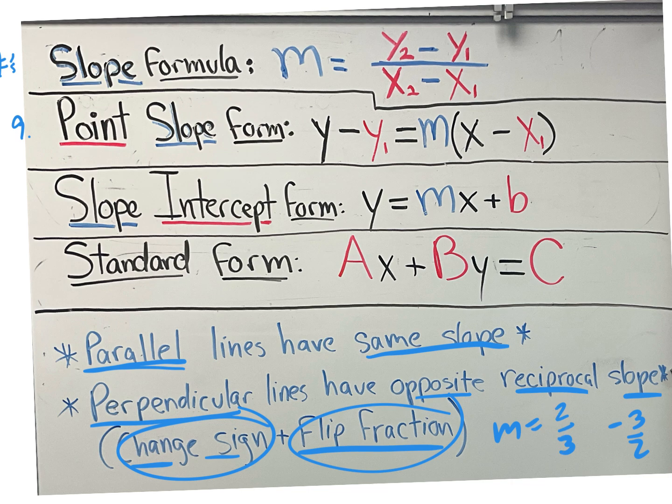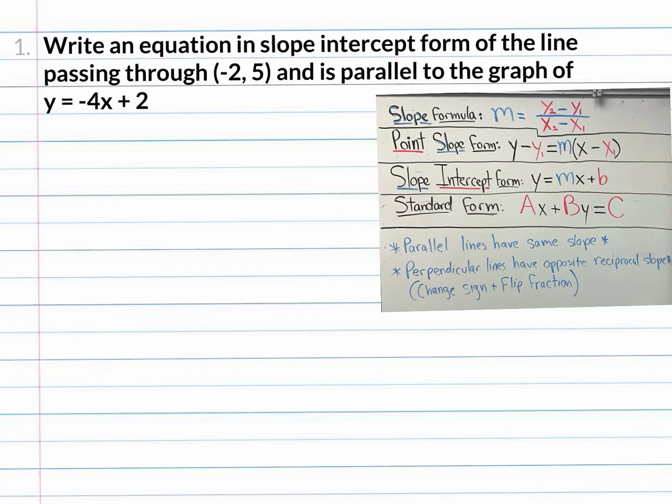Okay, so let's jump to our first question. It's a pretty basic one. It says, write an equation in slope-intercept form. Slope-intercept form is y equals mx plus b of the line that passes through this point and is parallel. So whenever you see the word parallel or perpendicular, I'm indirectly giving you the slope, right? And of course, if you read on the wall, parallel lines have the same slope. So our slope is going to be the exact same thing as this equation's slope.